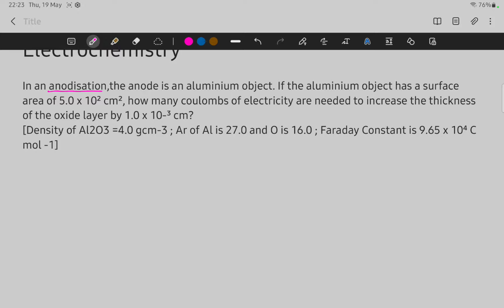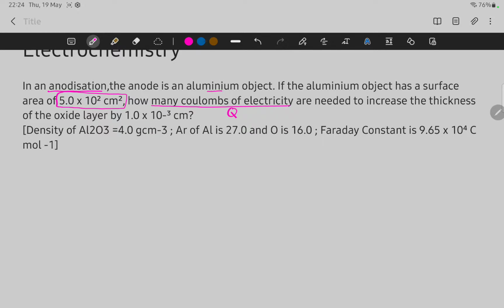So the anode is an aluminium object. If the aluminium object has a surface area, alright, good. The surface area is given, which is 5.0 times 10 to the power of 2 cm squared. How many coulombs of electricity? So this is the question. This is what you're going to calculate at the end.